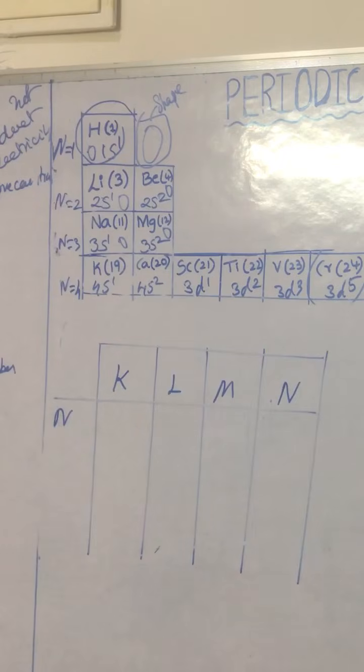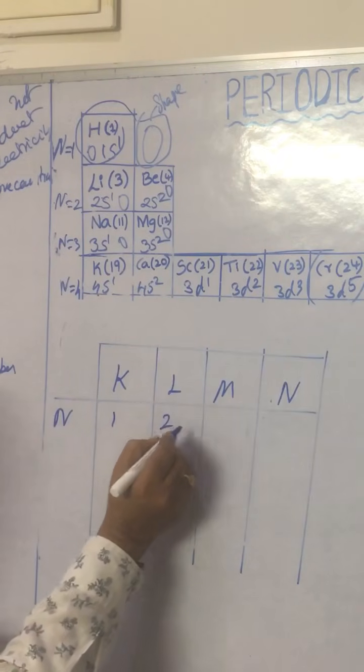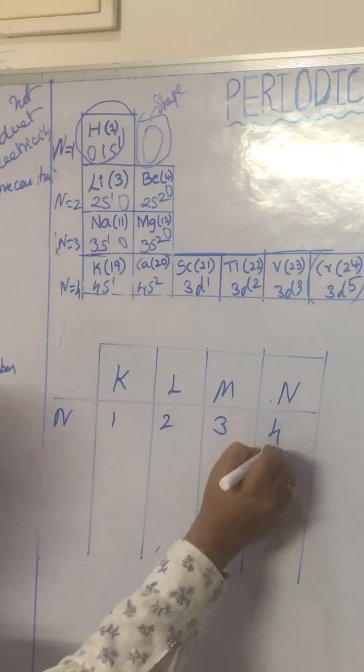N. What is N? In the K place, what is there? 1. 1, 2, 3, 4. In that way, it will increase.